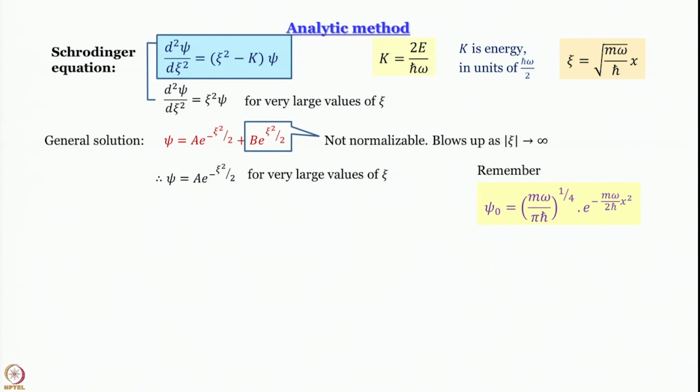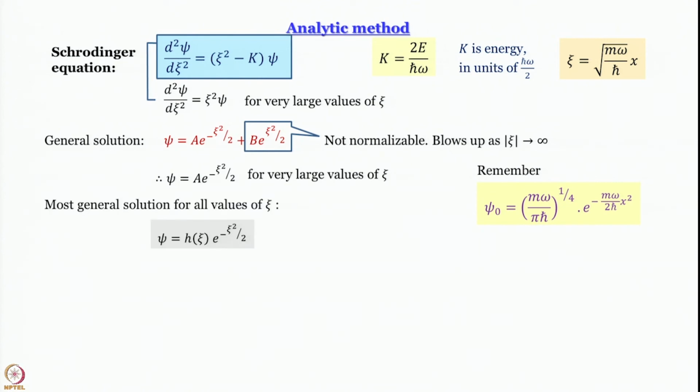And that should remind us of the wave function that we got already using ladder operators. That is also a multiplied by e to the power some constant multiplied by, well, instead of x you can write it in terms of xi square, can't you? Right. So, that is what it is.